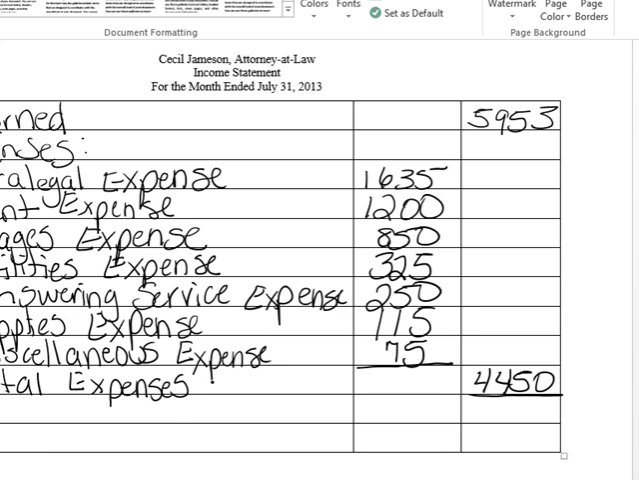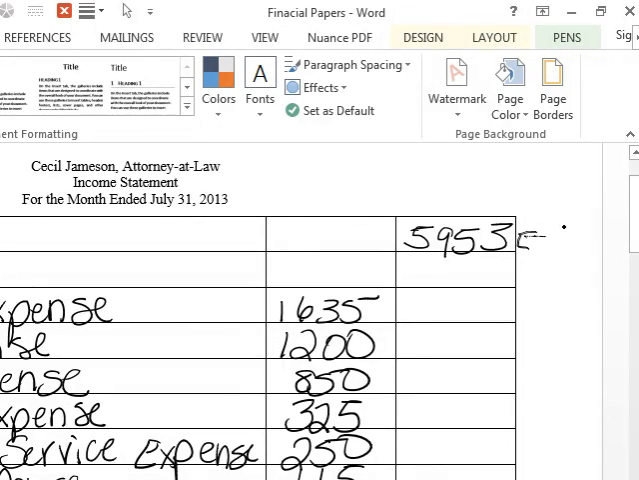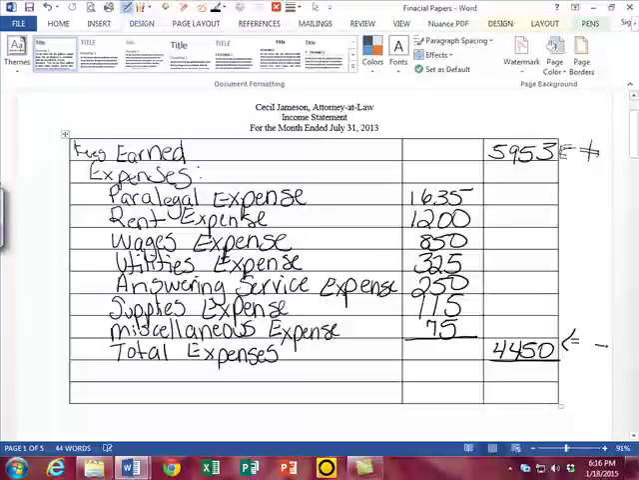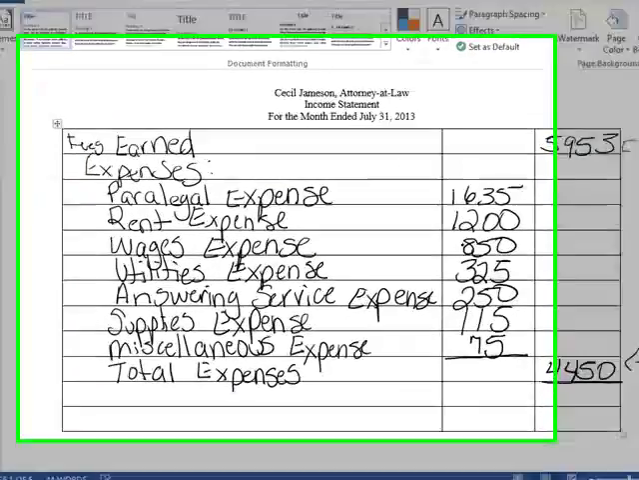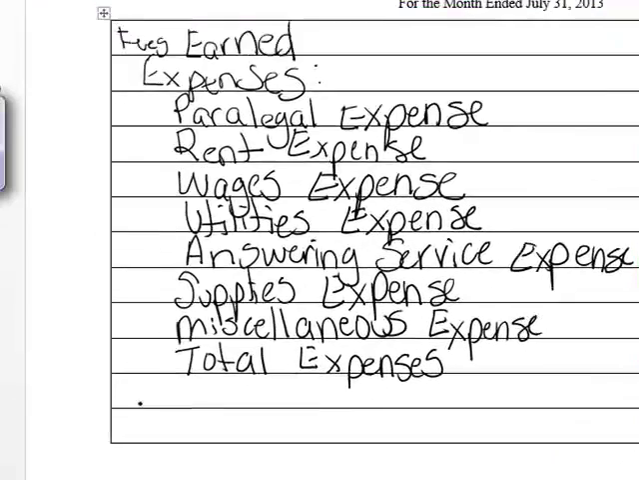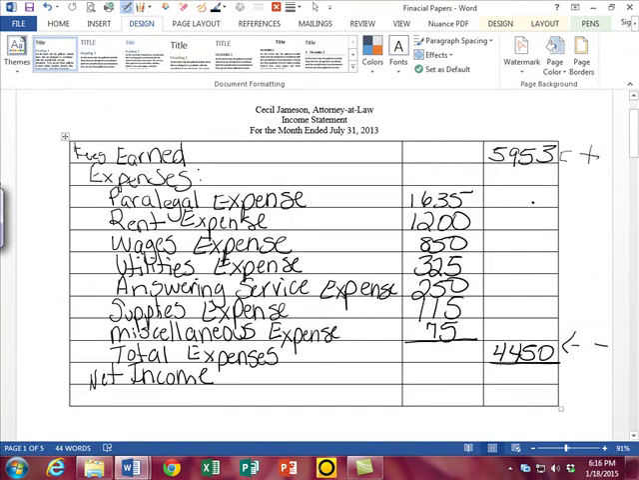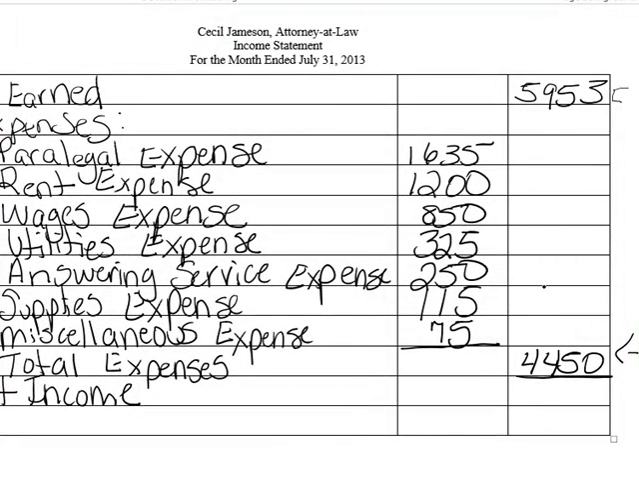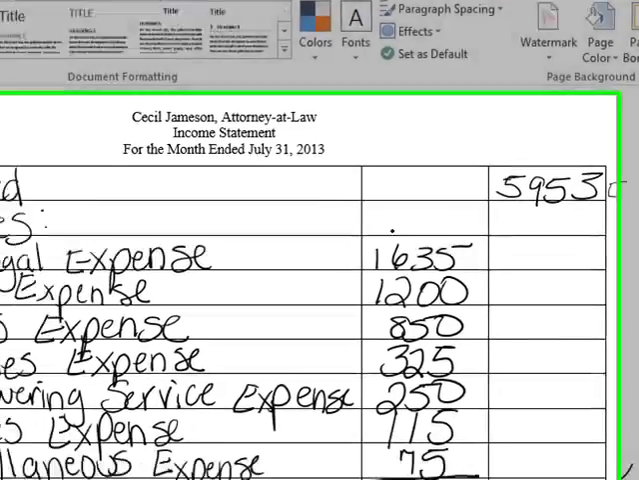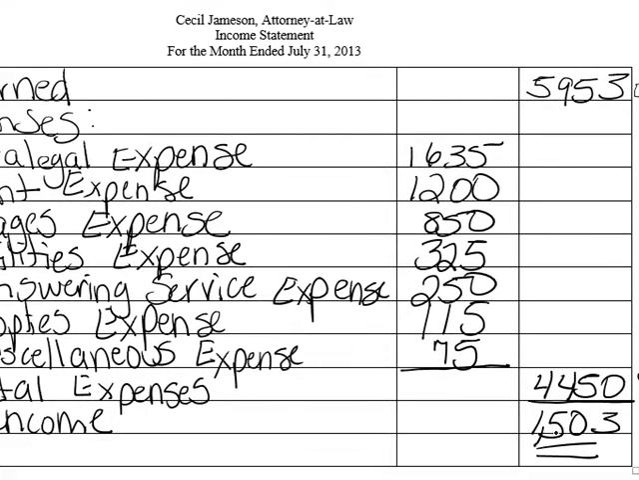And then I have to determine, did the company have a net income or net loss? Well, in this particular case, the revenue is higher than the total expenses, so we are going to say that this is a net income. We're going to write net income and put that total, 5,953 minus 4,450 equals $1,503 net income for the company for the month of July. So revenue earned, 5,953, total expenses, 4,450, resulted in a net income of $1,503.